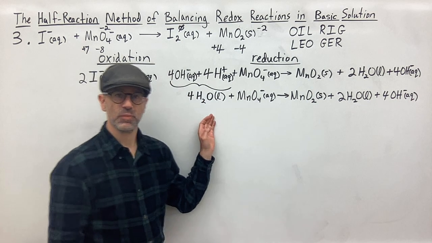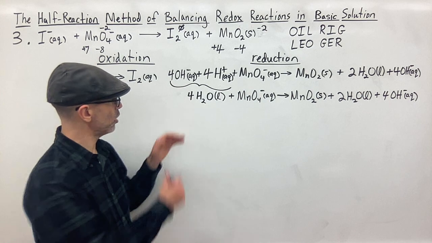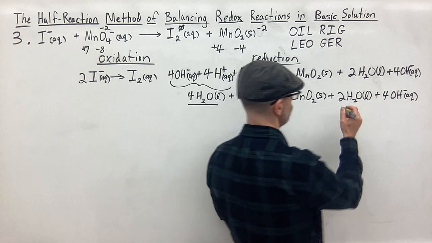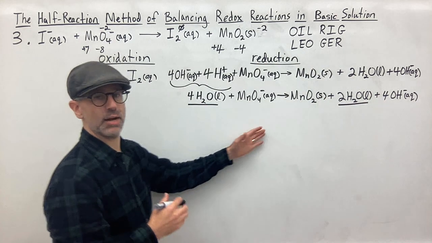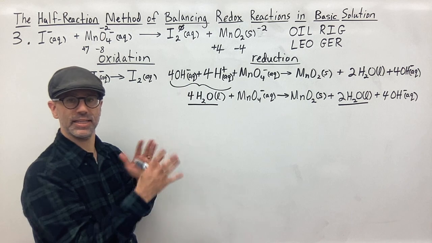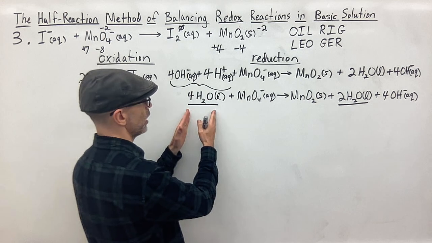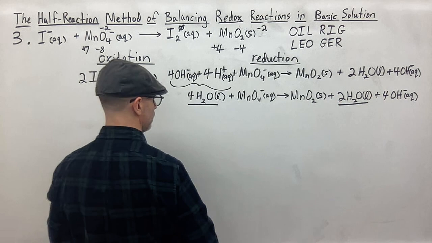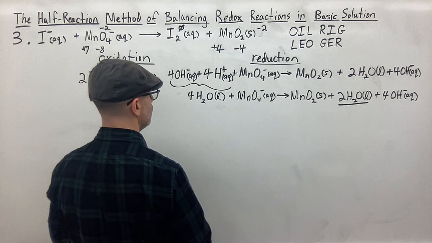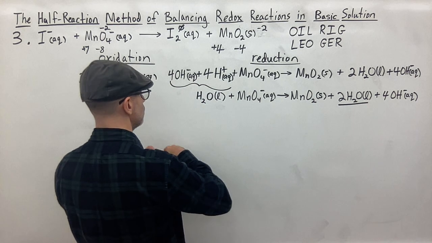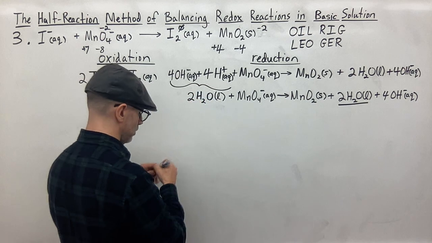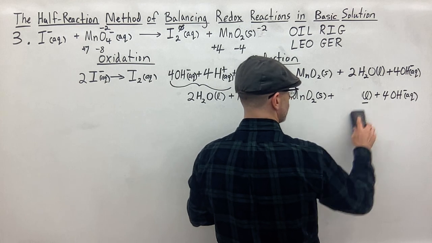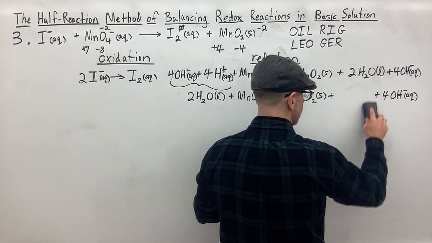But I'm not done yet. Notice here that I have 4 water molecules on this side, and I have 2 on this side. If I have something on both the reactants and product side, I need to cancel stuff out. So since I have 4 on this side and 2 on this side, I can cancel 2 here and 2 here. So then this is going to become a 2, and I'm going to get rid of this.